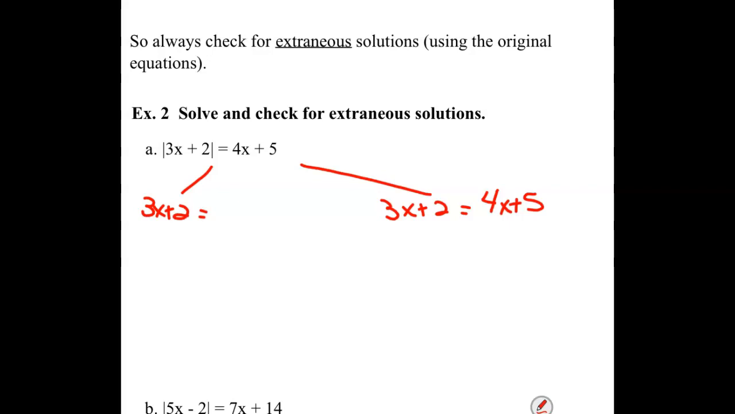But what did we always do on the other side? We changed it to its opposite, right? Instead of a positive number, we made it into a negative number. So we need to do the opposite of 4x plus 5. Does that make sense?